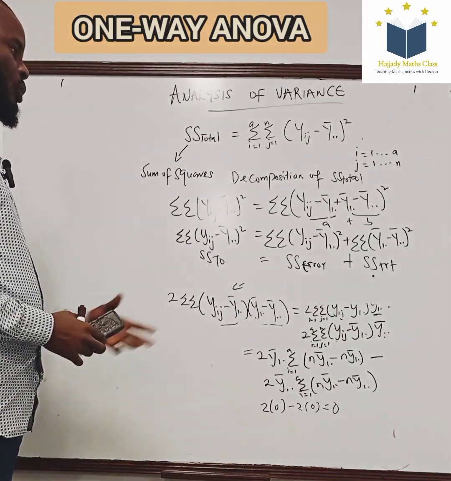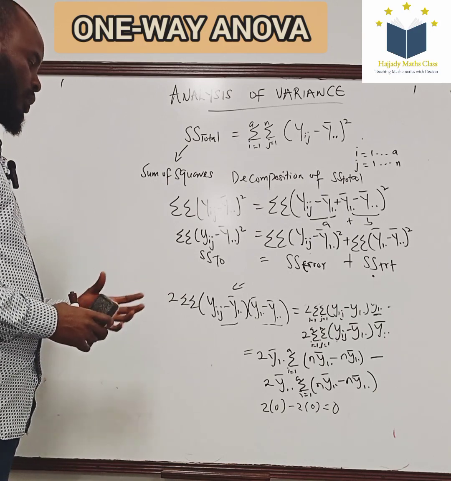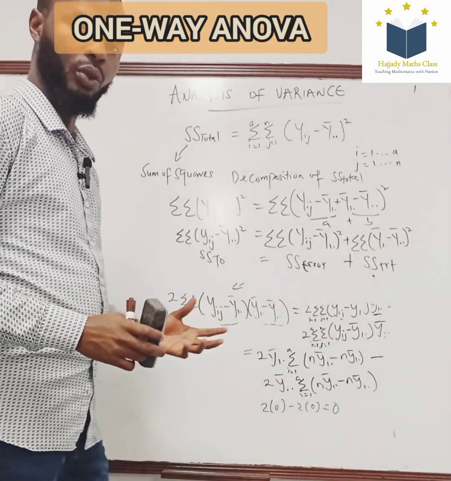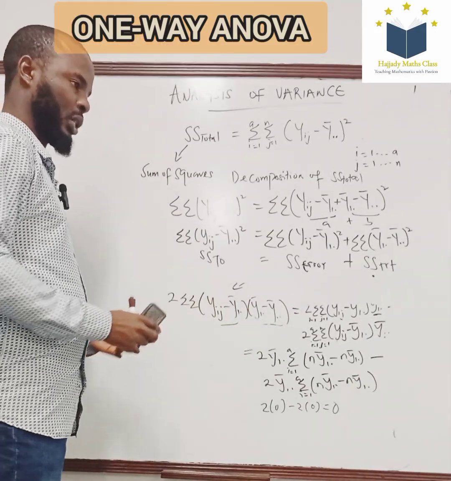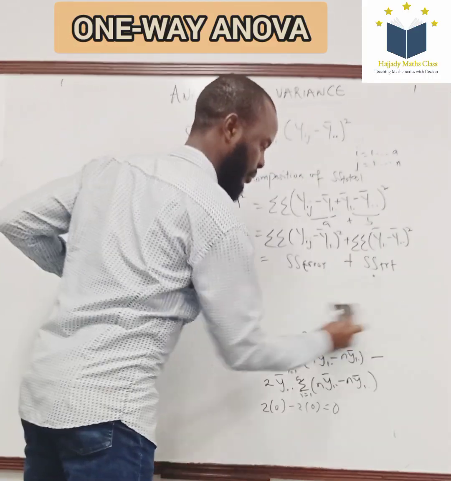And what we get here will be used. Okay, let's talk about the mean square error, mean square total, and mean square treatment also. So with that, we can draw our ANOVA table. So I can do.